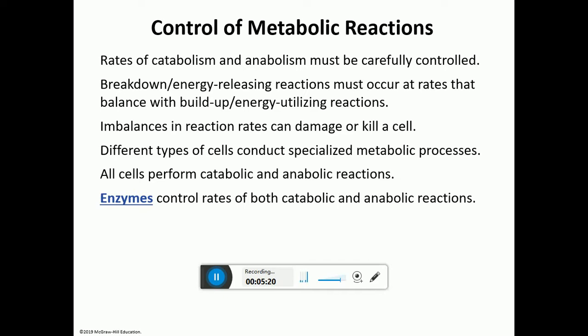So in order to control all of these metabolic reactions, they don't just randomly go on and off throughout the body. They're all controlled with enzymes, and these enzymes are controlled by other factors. So there are lots of factors that contribute to the control of the metabolism in the body. There is a balance between them, and we're going to be talking about how these enzymes control and how that balance happens.